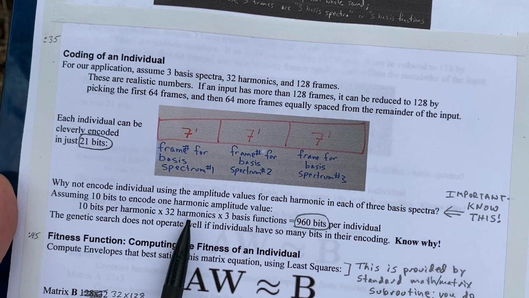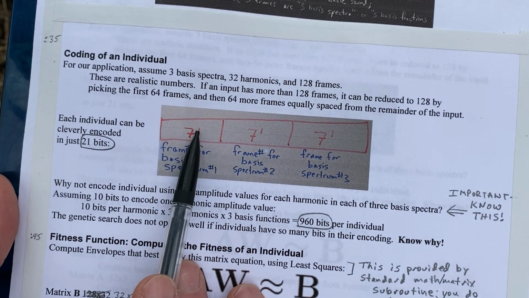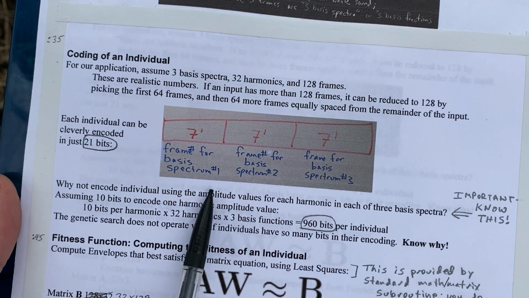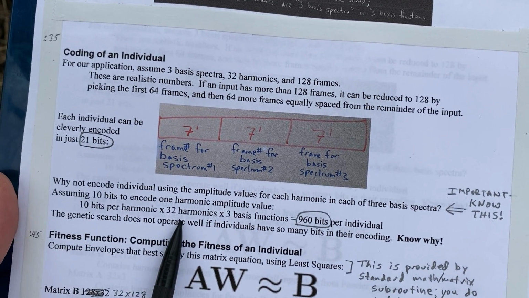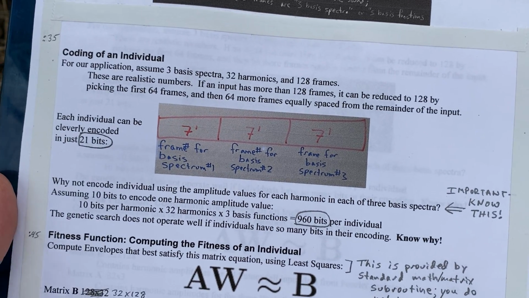Think about that and stop the video now if it doesn't make sense. Think about, what am I saying here? Instead of having 7 bits to describe it, if you do it this way, where you're encoding the actual harmonic amplitudes, you have 320 bits instead of 7 bits. 7 is much smaller than 320.